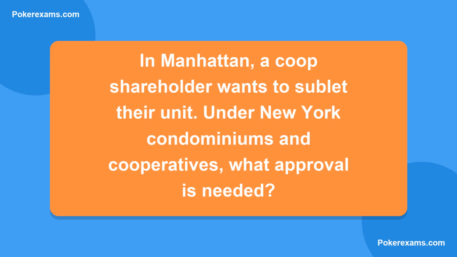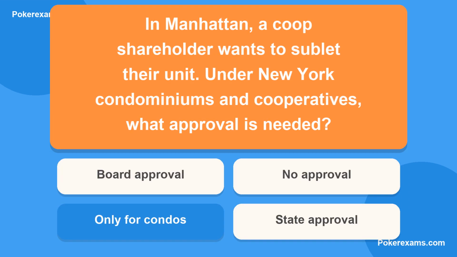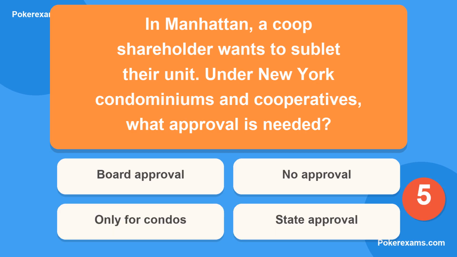Next question. In Manhattan, a COOP shareholder wants to sublet their unit. Under New York condominiums and cooperatives, what approval is needed? Is it A, board approval? Or B, no approval? Could it be C, only for condos? Or lastly, D, state approval?